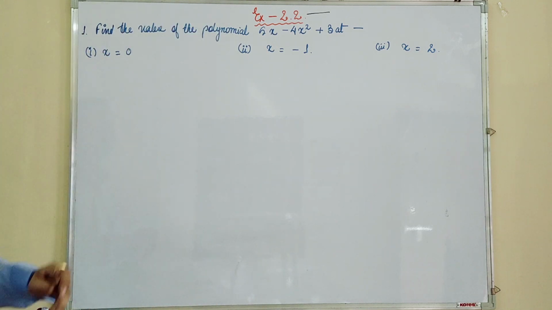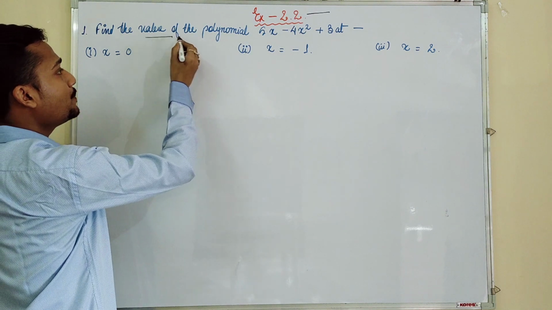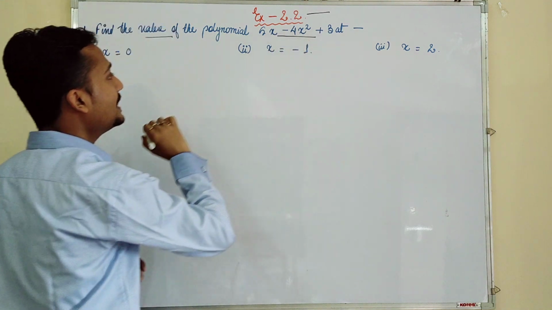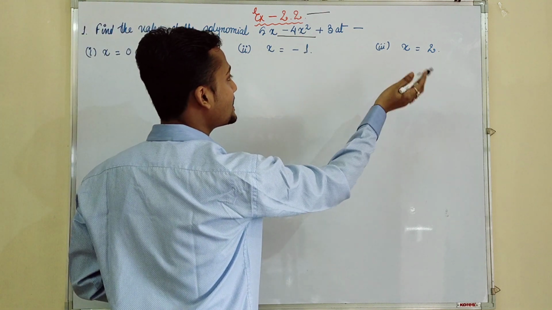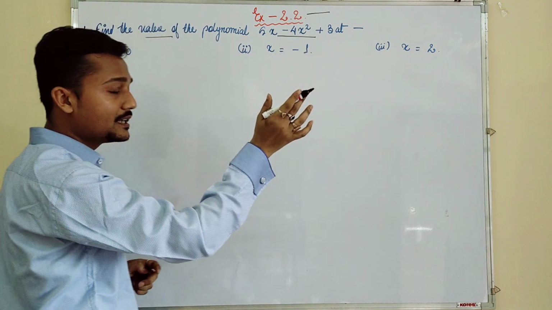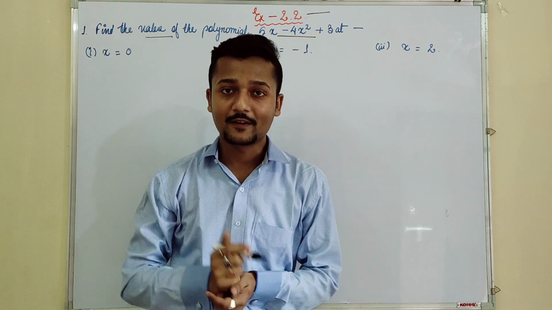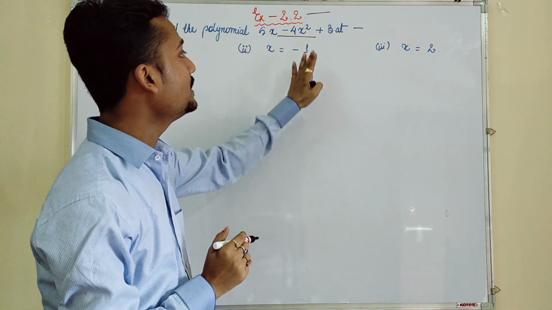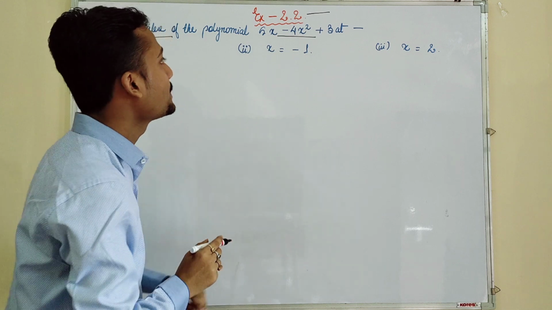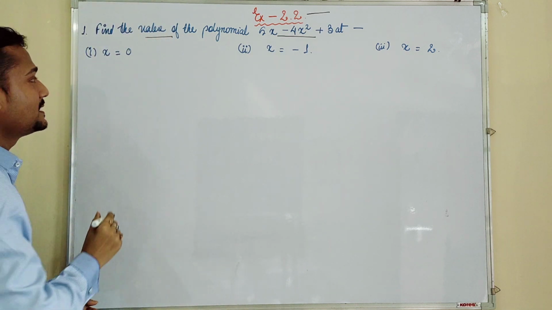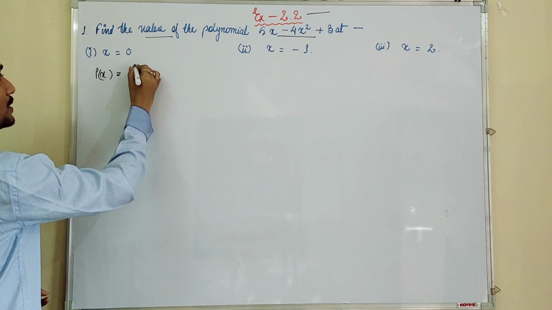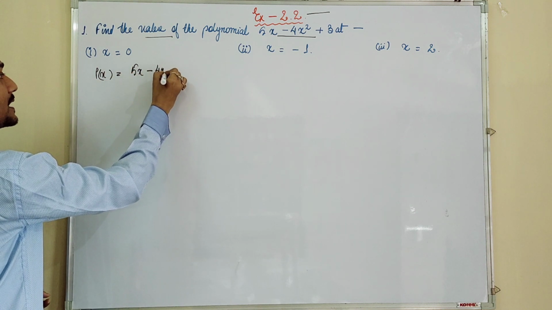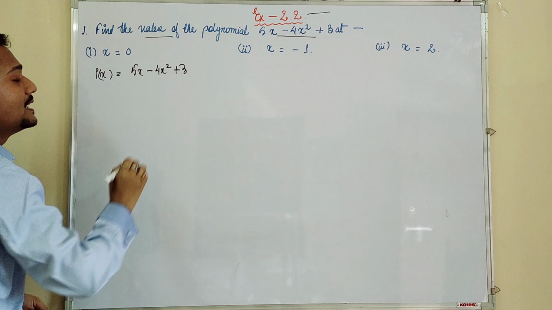So the first question of exercise 2.2 is: find the value of the polynomial p(x) = 5x - 4x² + 3 at x = 0, x = -1 and x = 2. So three different conditions are given where the value of x is provided and you have to find the value of the polynomial. Okay. So what can we do? See, first you will write p(x) is equal to what? p(x) is equal to 5x minus 4x square plus 3, isn't it?